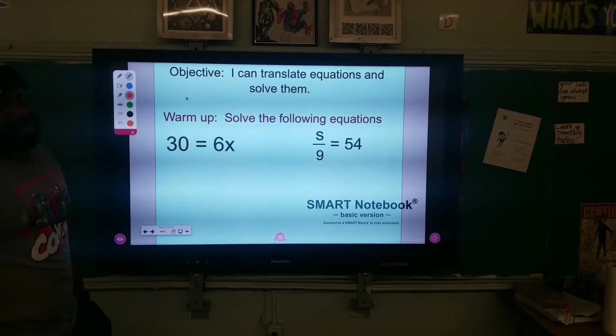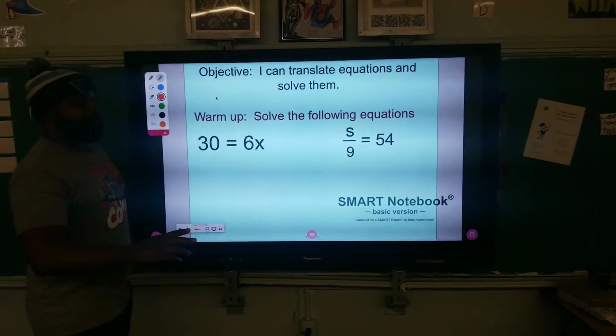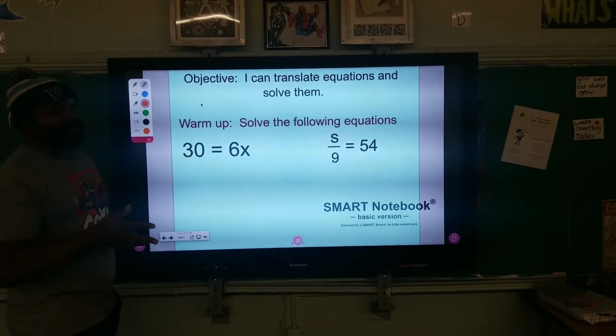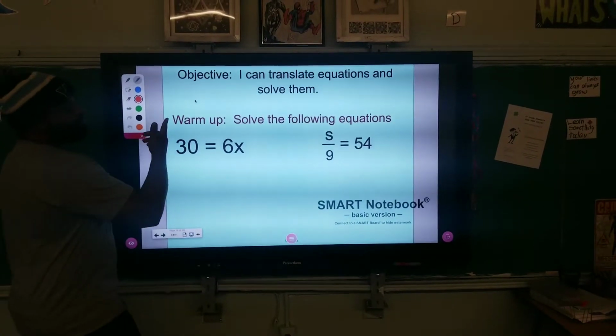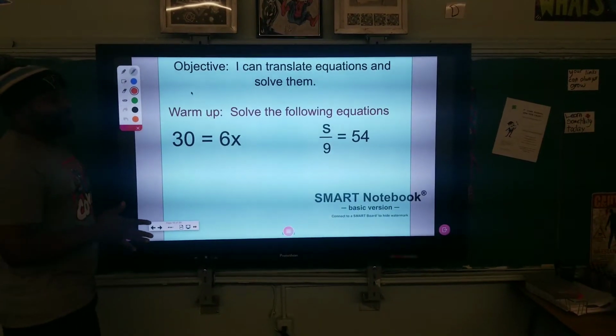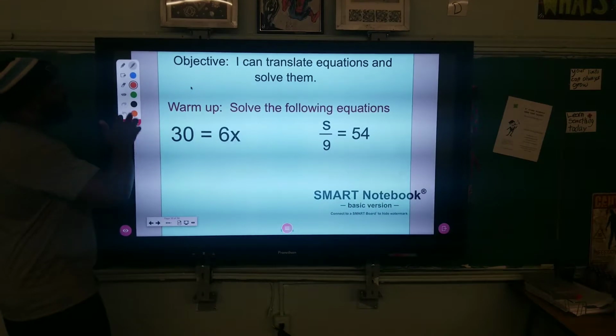Alright guys, this is probably the hardest of all the lessons that you've been taught. But if you remember from expressions, we did translating. So it's the same thing, except now we're going to have to use equal signs. Not a problem. So our objective today is I can translate equations and solve them. The solving part you should have down pat. So that's half the battle. We're just going to work into translating.